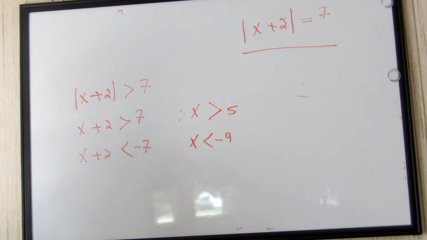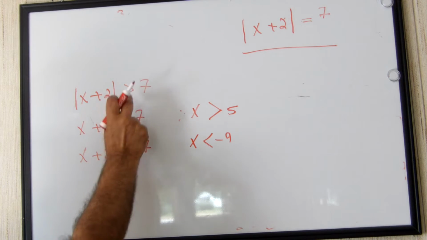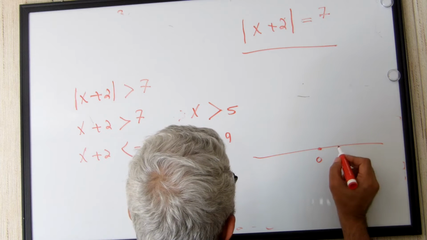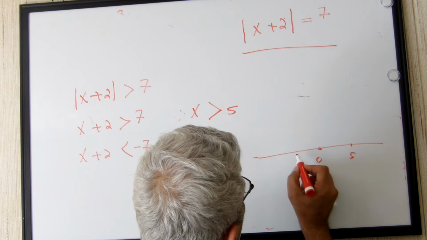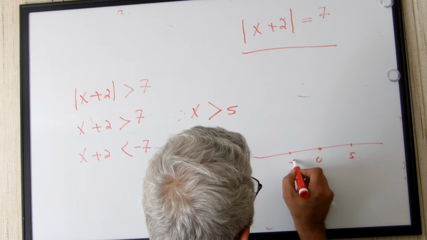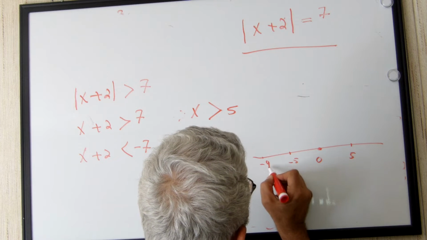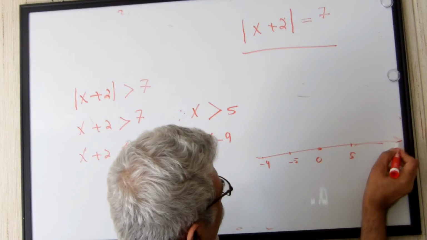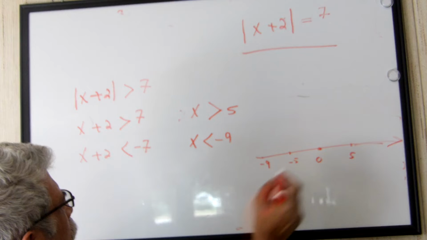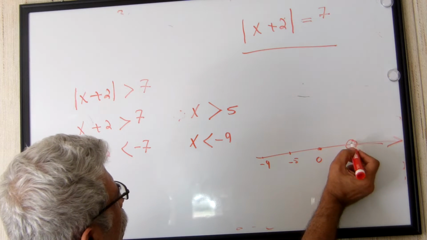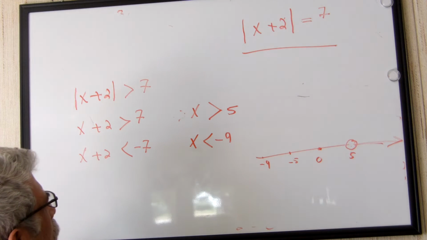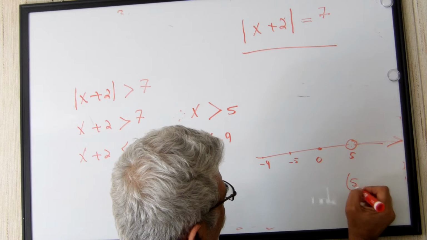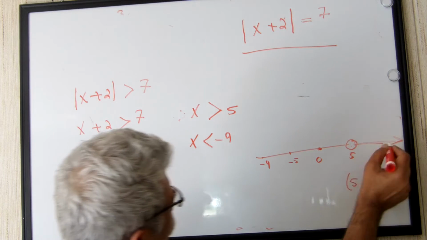Because we use the same numbers here, we just change the sign. On the number line, this is 0, this is 5, this is minus 5, and then minus 9 here. It's going to be larger than 5, and it has an open circle, which means from 5 to infinity.